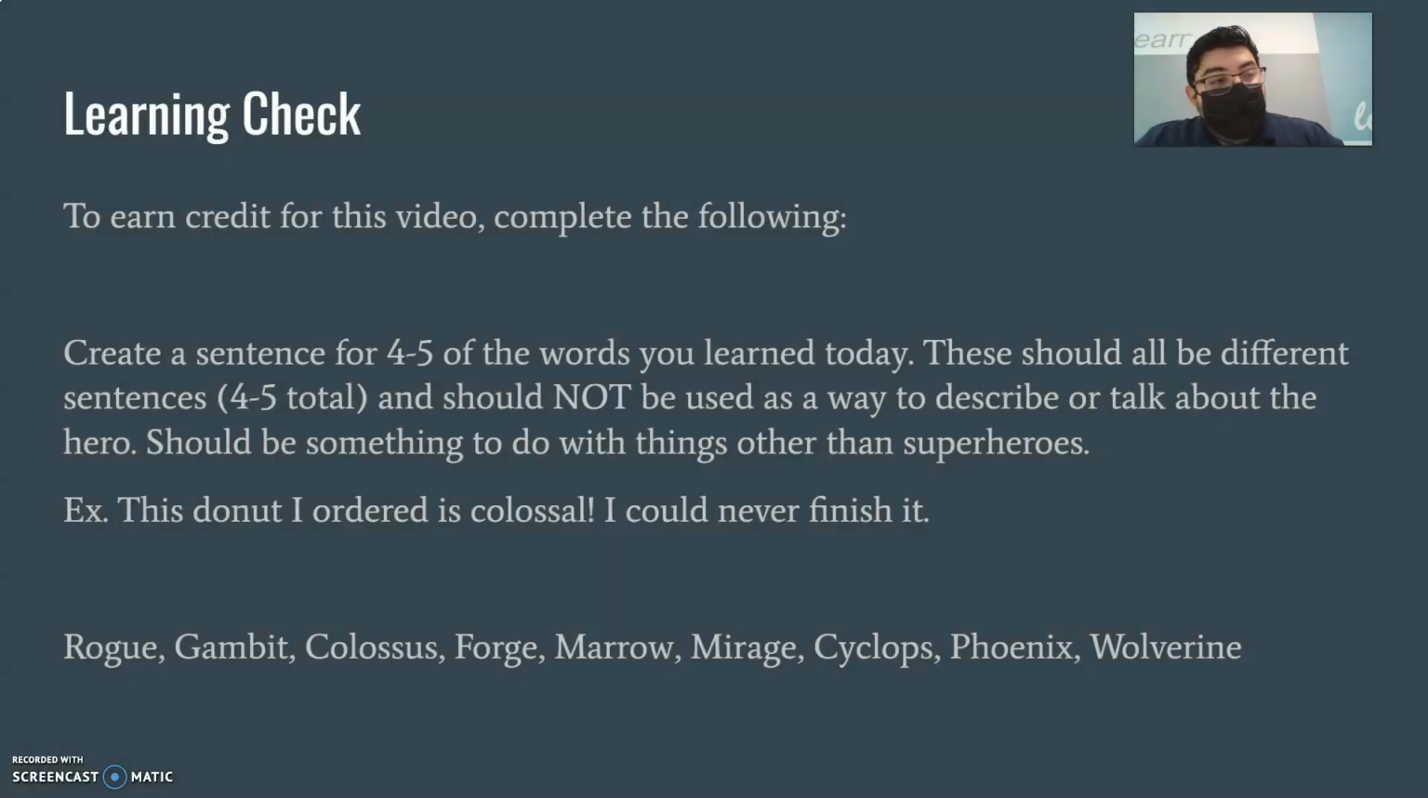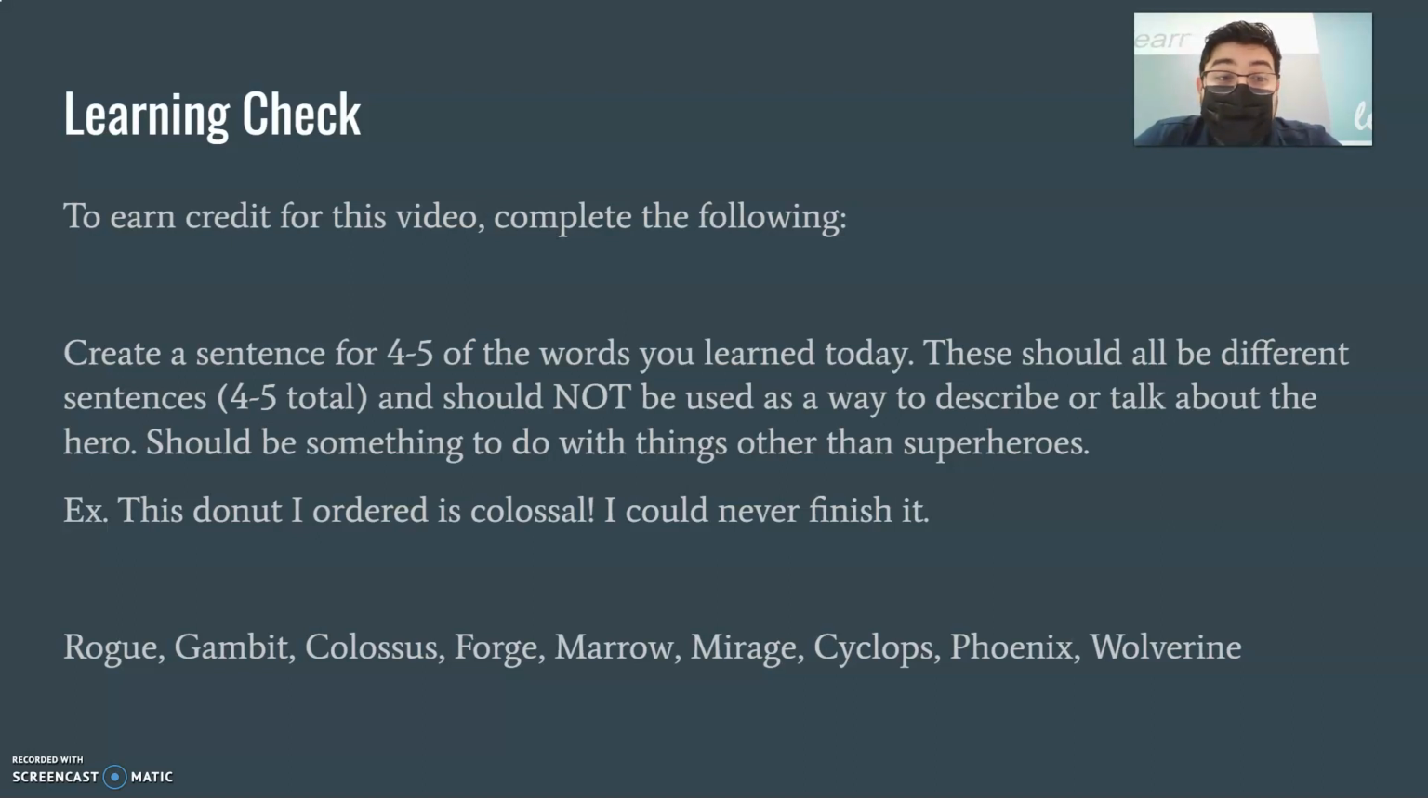All right, so we've reached the end of today's video. To earn credit for this video, I need you to complete the following. Create a sentence for 4 to 5 of the words you learned today. These words should all be different sentences. So one sentence for Rogue, one sentence for Gambit, one sentence for Colossus, colossal, etc. Okay? So it should be something to do with things other than superheroes.